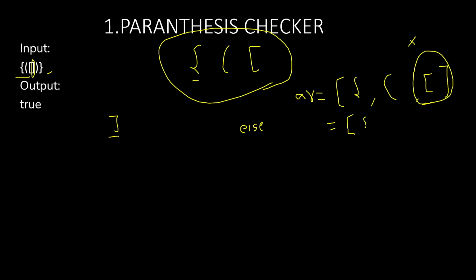Now we have a curly bracket here and a normal bracket here. Now this element has been removed. Now iterate to the next element. Now we are facing a normal bracket here. Okay, this is a normal bracket.